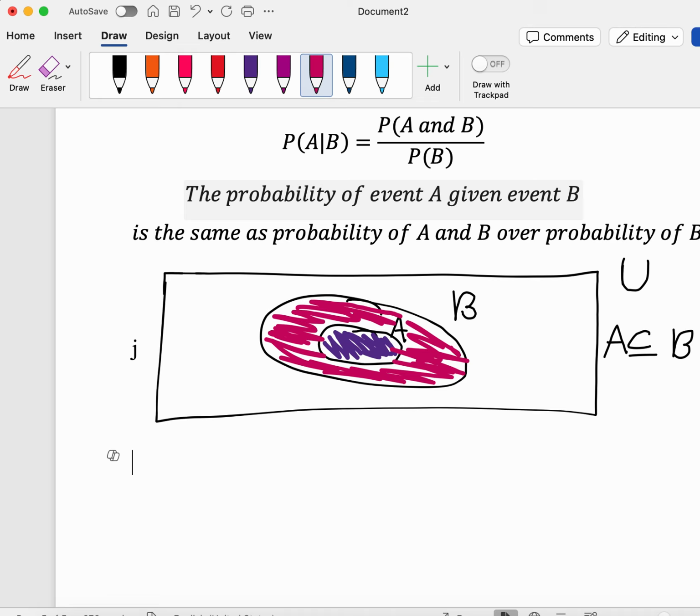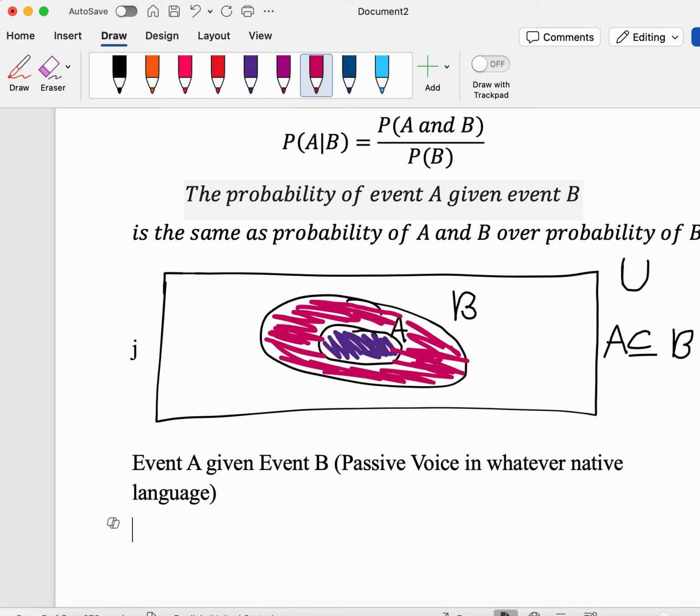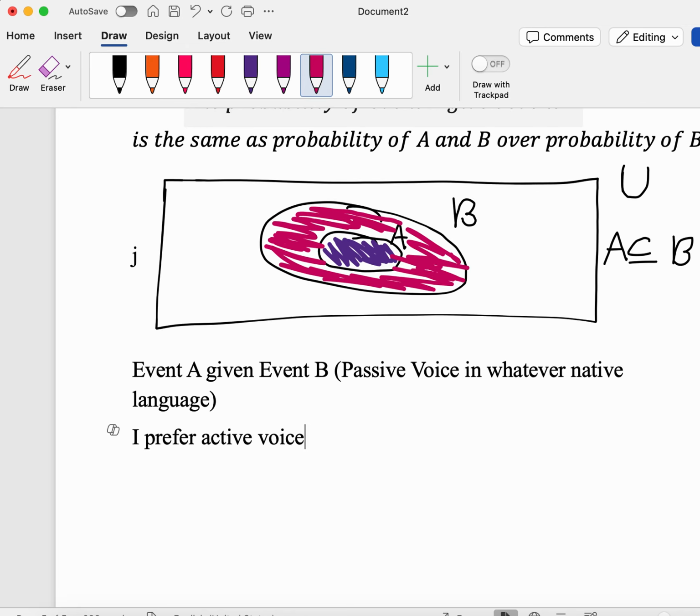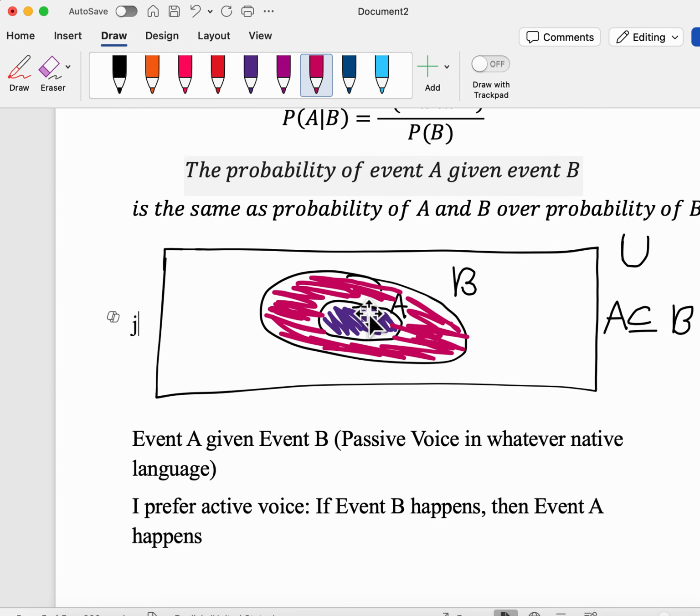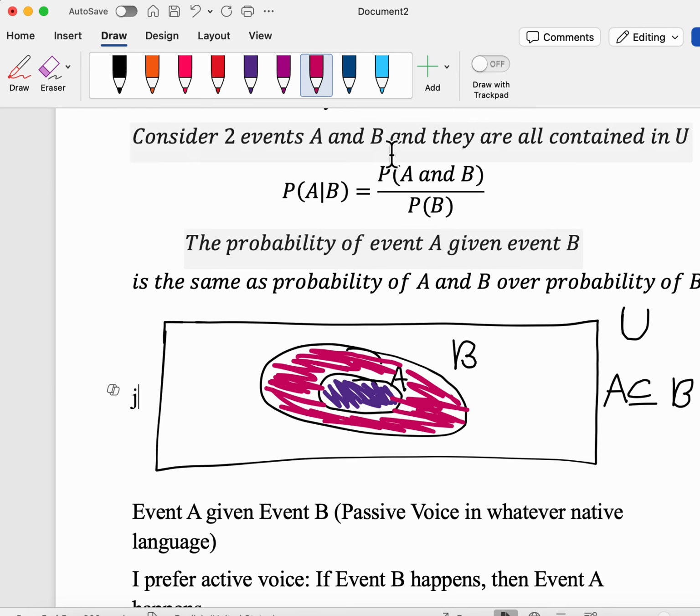this event A given event B, that's in the passive voice in whatever native language you speak. But I prefer the active voice. So this is the same as if event B happens, then event A happens. Which sort of makes sense. You go from the bigger set, and then you proceed to break down to the smaller set, this purple set over here. So that's where this thing comes from, and you have to divide by P of B.